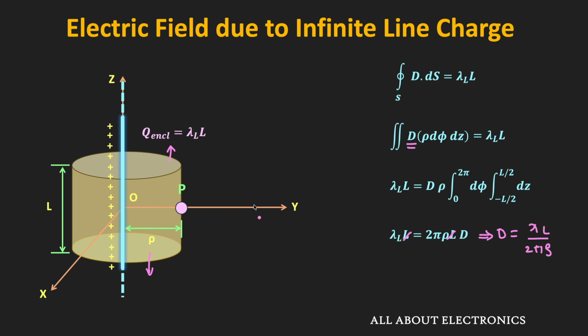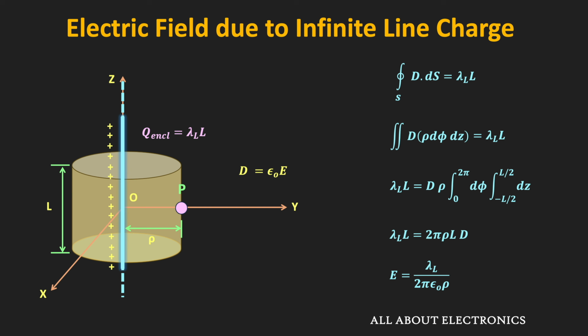Now we know that this D is equal to epsilon naught times E. So from this we can say that this E is equal to lambda L divided by 2 pi epsilon naught times rho. So in this way, using the Gauss law, we got the expression of the electric field due to the infinite line charge. So as you can see, when the charge distribution possesses the symmetry, then it is easy to find the electric field using the Gauss law compared to the standard integral method.